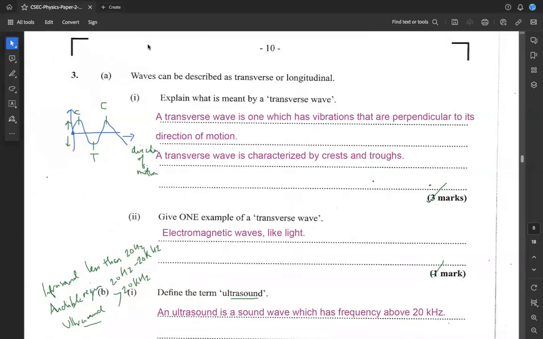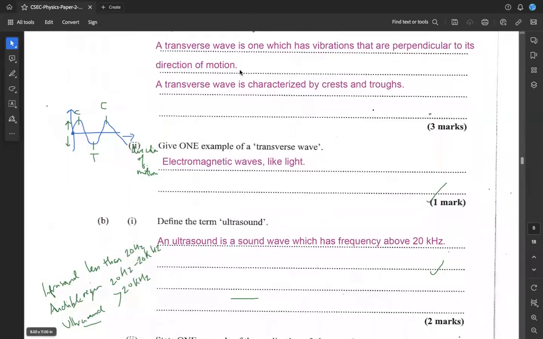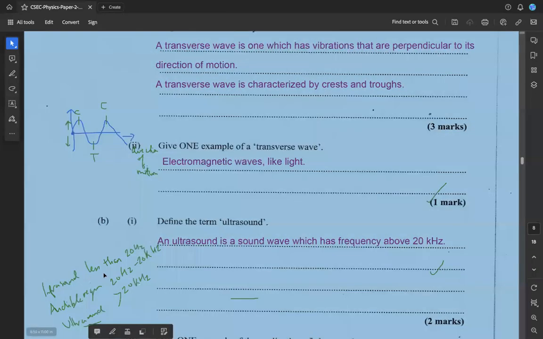All right, so we're moving along. Let's see. So that's for 2 marks, and I think that we would be good for those 2 marks. We stated the frequency range, and I think that's very important. And we also stated that it's a sound wave, so I think we're in good shape for those 2 marks there, okay?